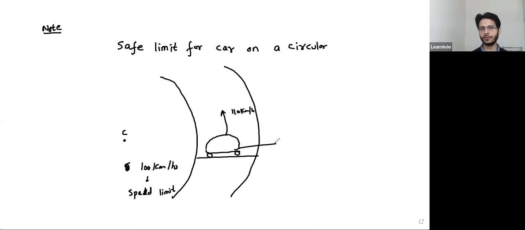Skid means it will move in the outwards direction and eventually it can topple. If this is the car, it's moving on the circular track. If this car exceeds that speed limit, then it will move outwards, and there are chances that this car will skid in the outwards direction, it can flip, it can topple, which leads to an accident. Now, can you explain why this car cannot take a circular turn if its speed exceeds the speed limit in terms of centripetal force?